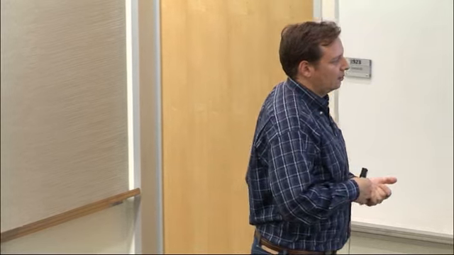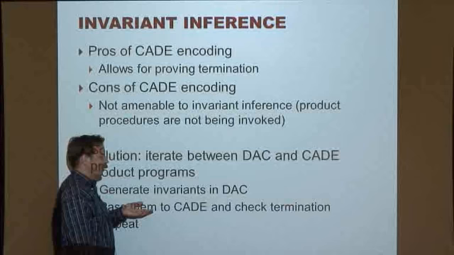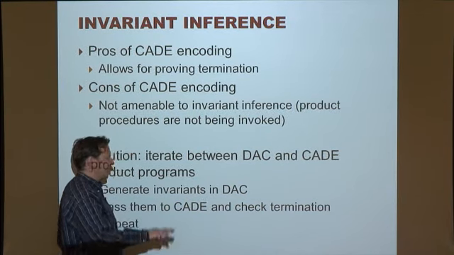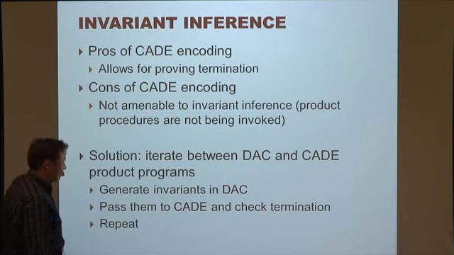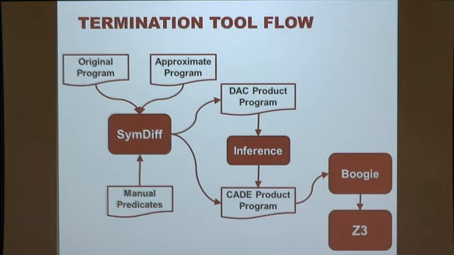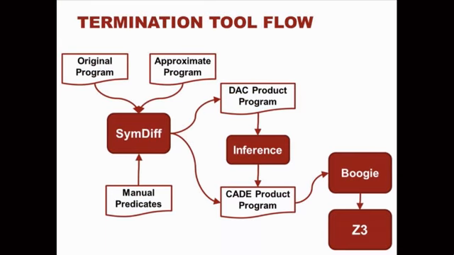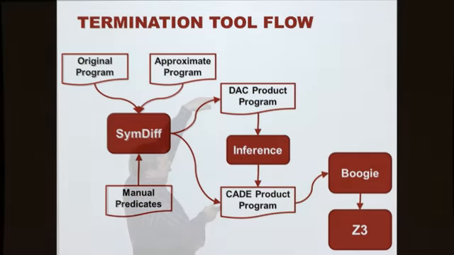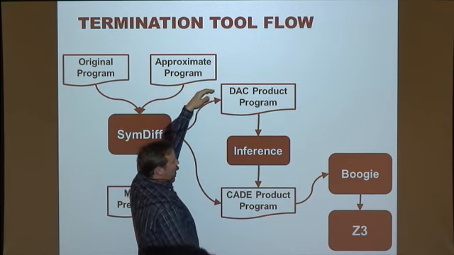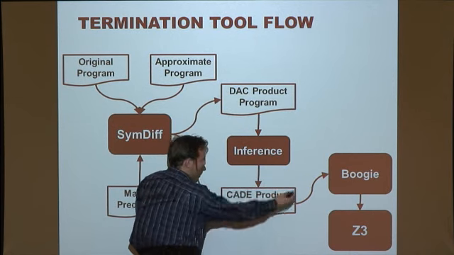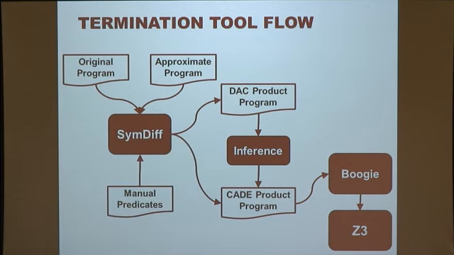To be able to do automatic verification even in this context, we came up with a solution which iterates between these two encodings. We generate invariants using the deck encoding, then we transfer them into the K encoding and check for termination, and we can iterate this. If you look at the tool flow, it's very similar, except now we generate two product programs using both encodings, and then we push invariants from one into the other, and then try to prove termination. Shabo implemented this part.